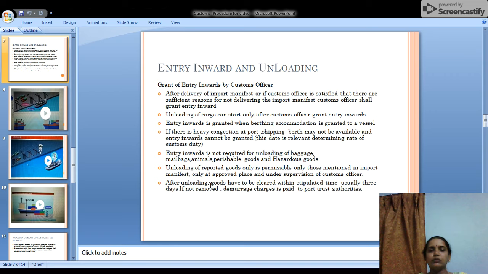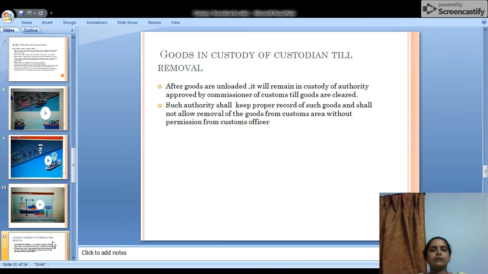After unloading, the goods have to be cleared within the stipulated time. Usually 3 days are given. If not removed, demurrage charges are paid to whom? To the port trust authorities. After unloading, the goods will remain in the custody of whom? Under the custodian, meaning the authority approved by the Commissioner of Customs, till the goods are cleared.